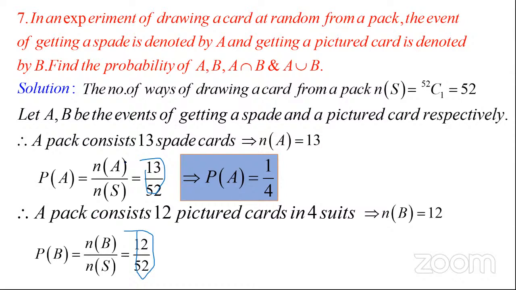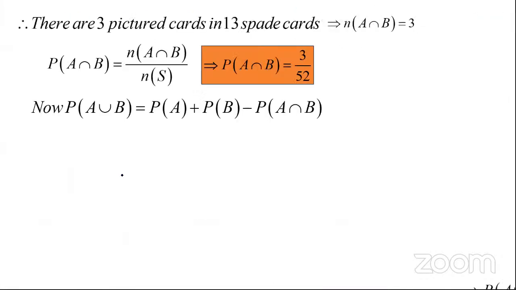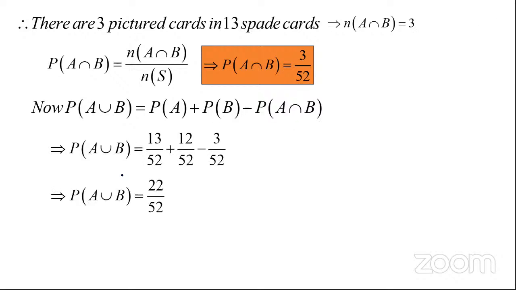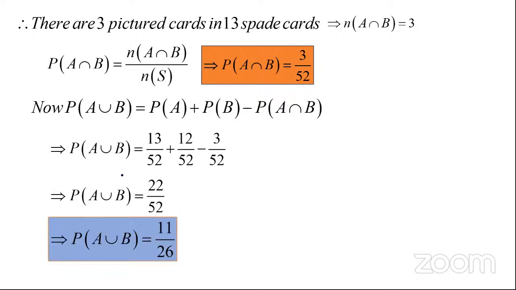From that one, he says the picture card is B, and the spade card is A. So P of A equals 13 by 52, P of B equals 12 by 52, and P of A intersection B equals 3 by 52. Then substitute into the addition probability theorem, and you will get P of A union B. So this is the answer.